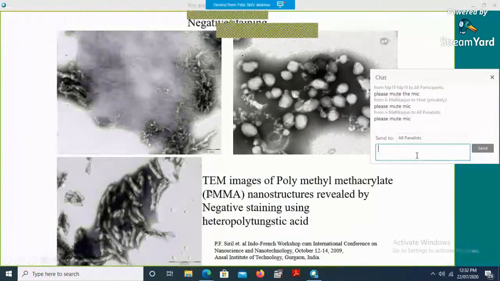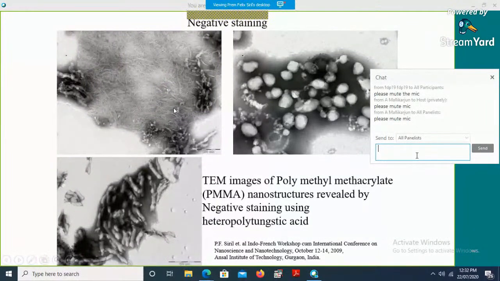So the nanowires of PMMA have been created, but if you try to image them directly using TEM, you will not be able to see the image clearly. So it is negatively stained with heteropoly tungstic acid. The heteropoly tungstic acid creates the dark regions, and due to that, the lighter polymer nanostructures become visible.